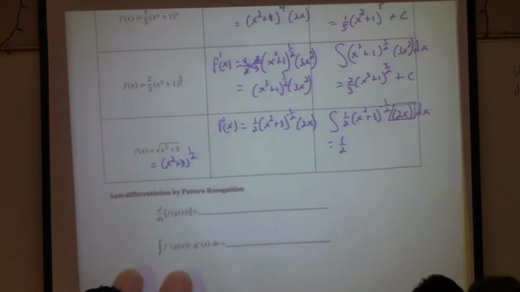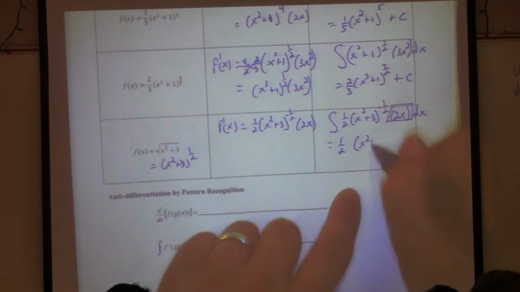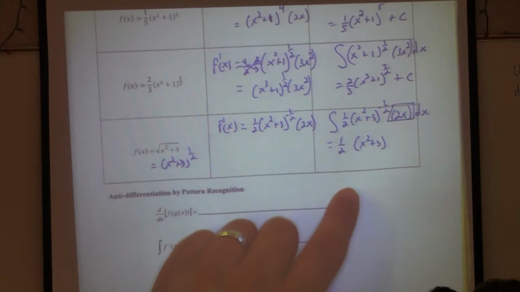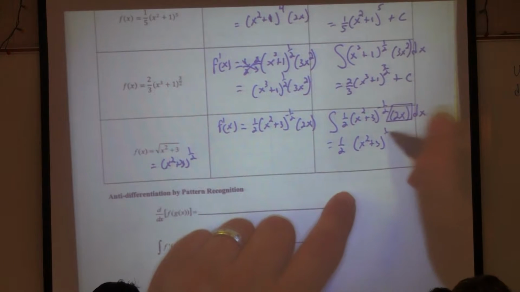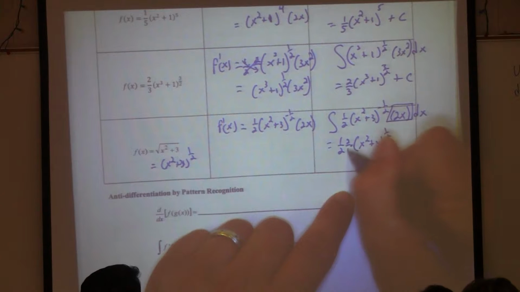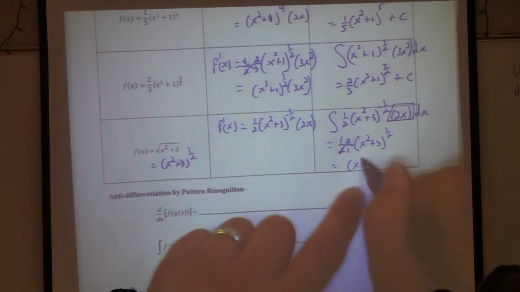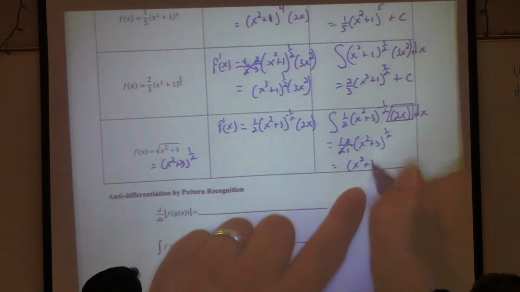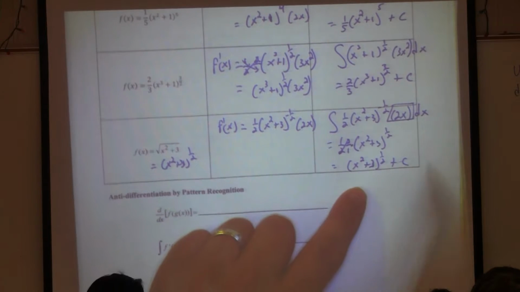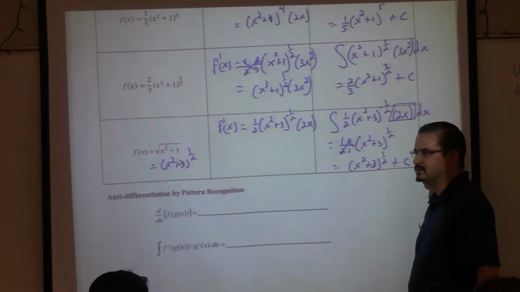So we got 1/2 times (x squared plus 3) to the what power now, if we added 1 because we're integrating? To the 1/2, divided by a half, which is really times 2 over 1. So does that cancel out? And are we left with the original problem? Plus c? Yes. Is that cool?